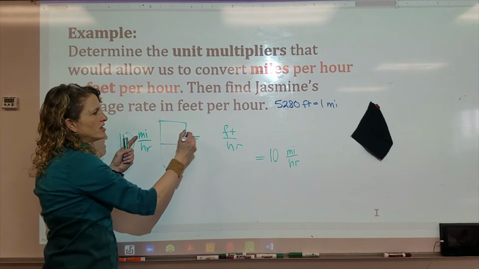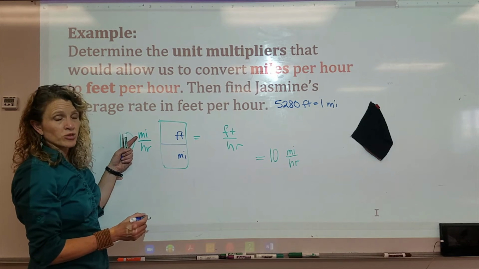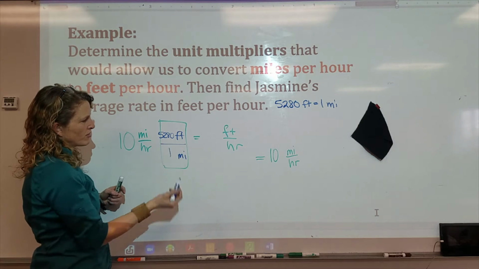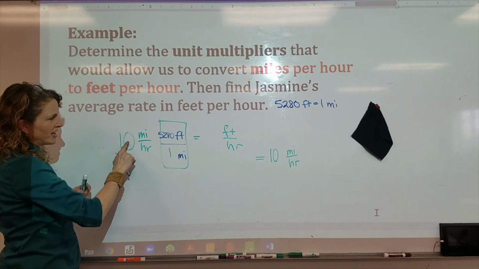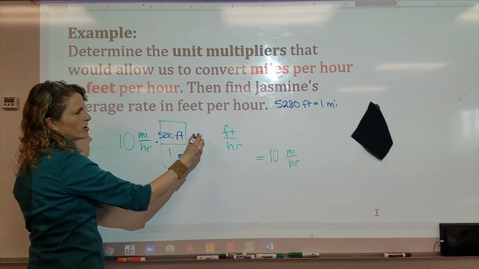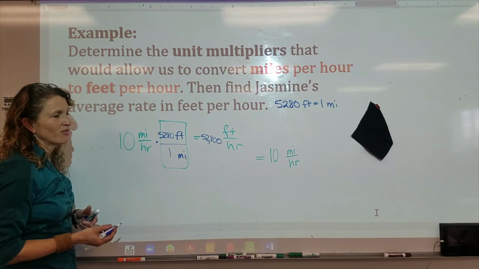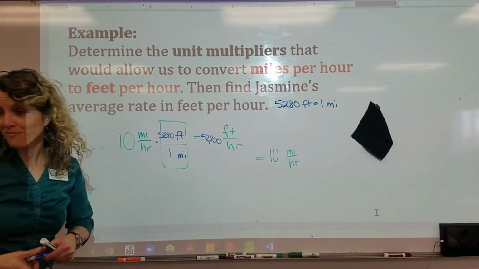I want to end in feet, so feet is going to stay on the numerator. And then I use my known fact that 5,280 feet is equal to 1 mile. I'm going to multiply straight across. I get 10 times 5,280, or 5280 with an extra 0. And that's how many feet per hour Jasmine is running.